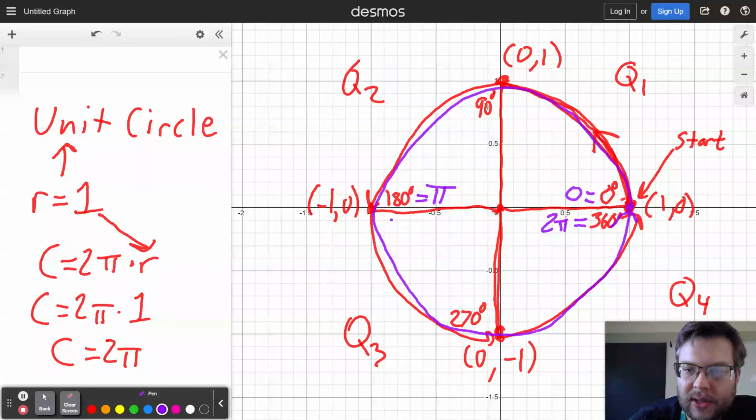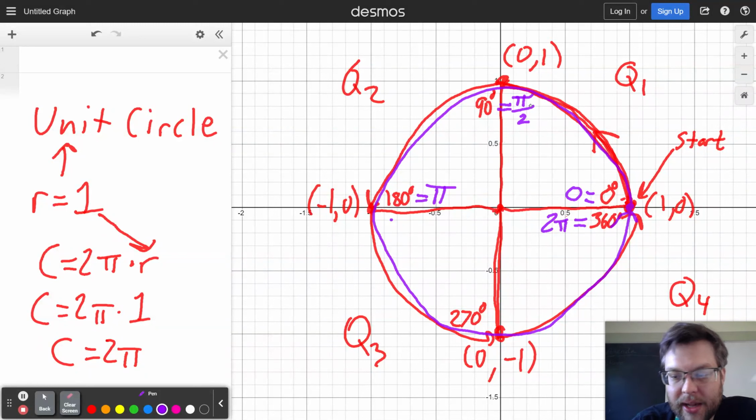90 degrees is half of 180 degrees. So I can say that 90 degrees is half of pi radians. 1/2 pi, you could do 0.5 pi or pi over 2.